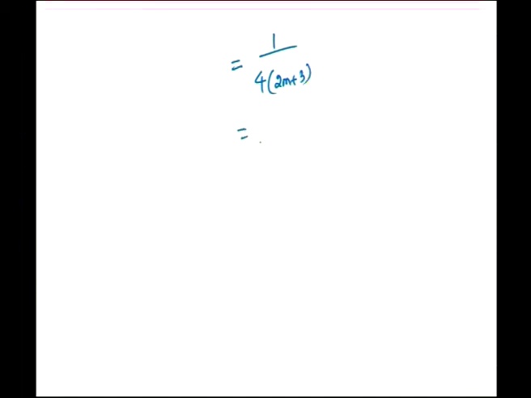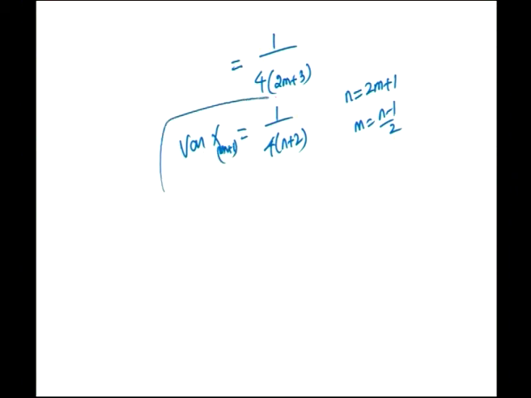Substituting n, where we have taken n equal to 2m plus 1, m will be n minus 1 by 2. So, you will have 2m plus 3 as n plus 2. So, 1 by 4 into n plus 2 is the variance of the m plus 1th observation, which is the median observation. In this session, some problems have been worked out in order statistics.